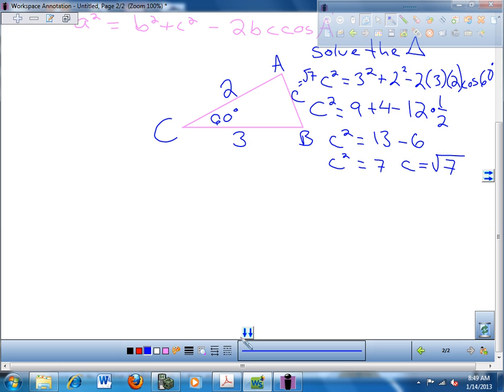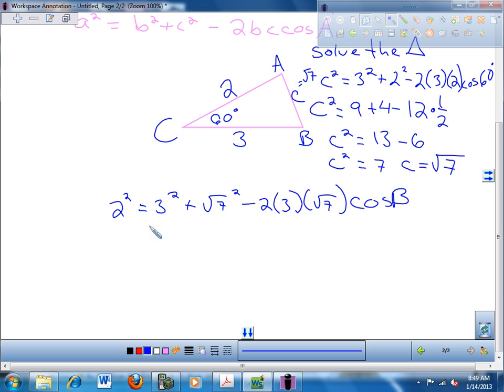In order to find B, let's see, this is B. So we know this is root of 7. We're going to go 2 squared, which is side B, which is all by itself, equals the side surrounding that angle, 3 squared, plus root of 7 squared, minus 2 times 3 times root of 7 cosine of B. And I'll give you a way to kind of shortcut it after I talk about this. So now I square everything, so I get 4 equals 9 plus, what's root of 7 squared? 7 minus 6 root of 7 cosine B.